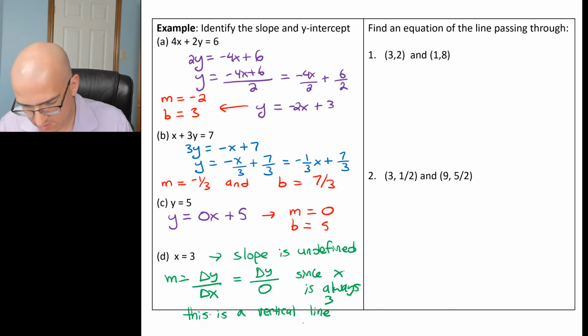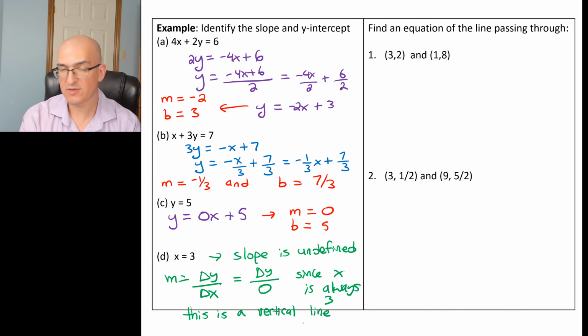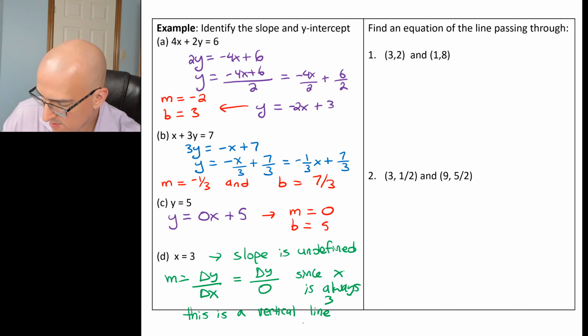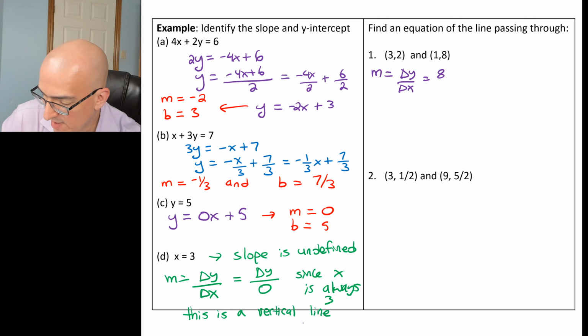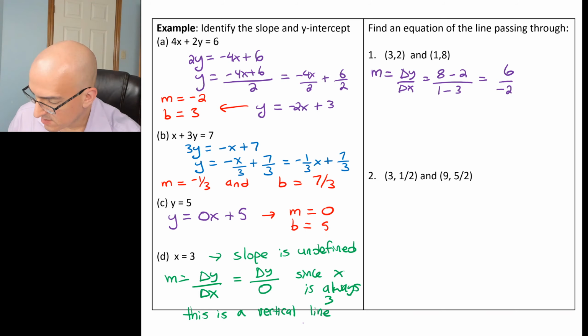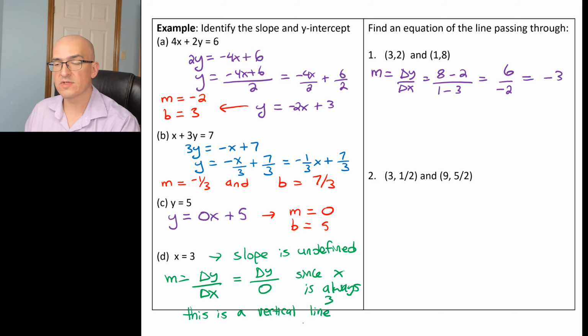All right. Next question over, find an equation of a line passing through these two points. There's a few ways you can do this. I'm going to use the way that begins by calculating the slope. So m equals delta y over delta x. So I subtract y value minus y value, and you can do either order. You can do the first minus the second, or the second minus the first. I'm going to do the second minus the first, so 8 minus 2 over 1 minus 3. So 4 divided by negative 2, not 4, 6, what am I saying? Can't subtract today. 6 divided by negative 2, which is negative 3. So that's the slope of this line.